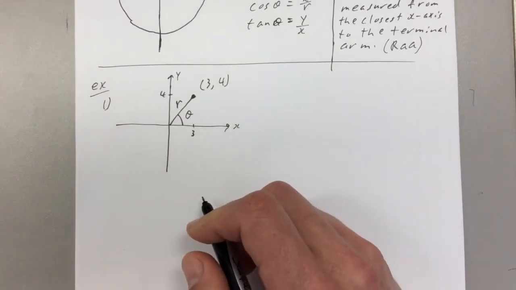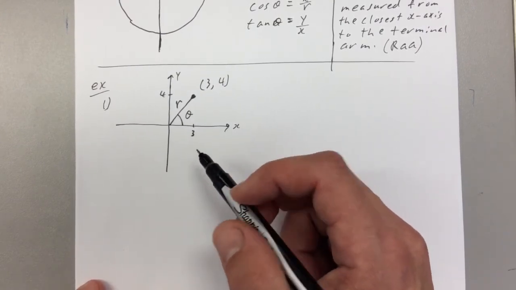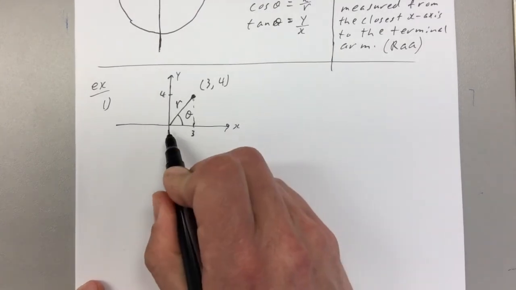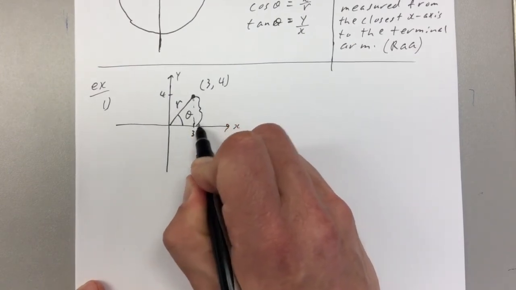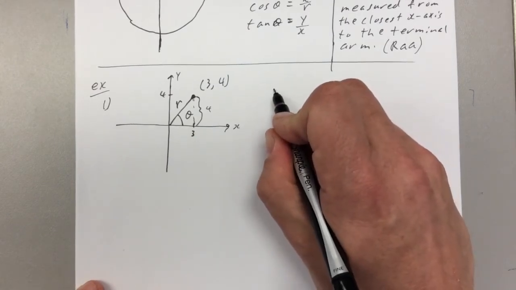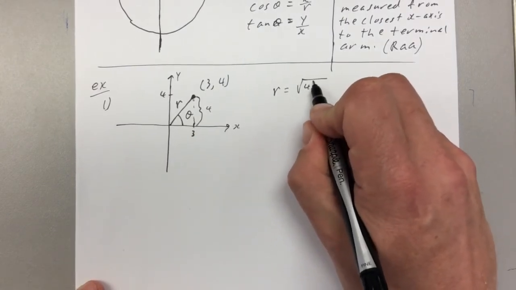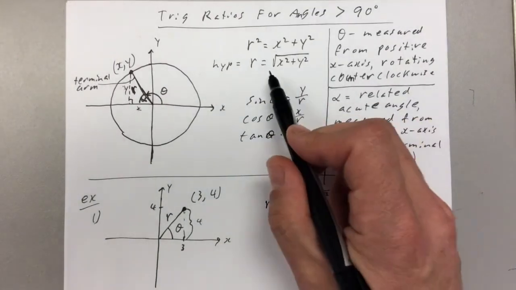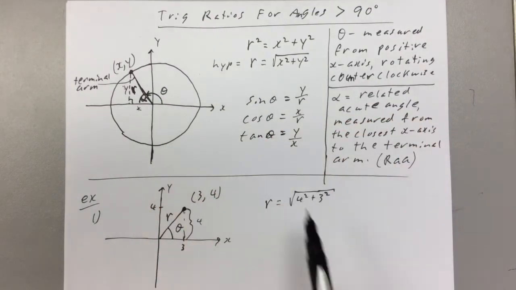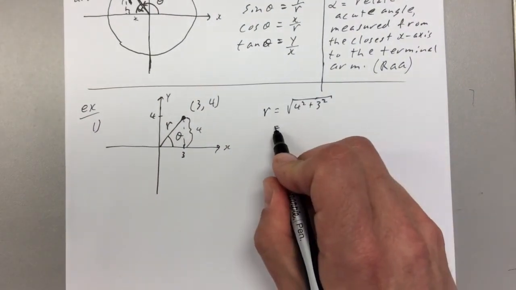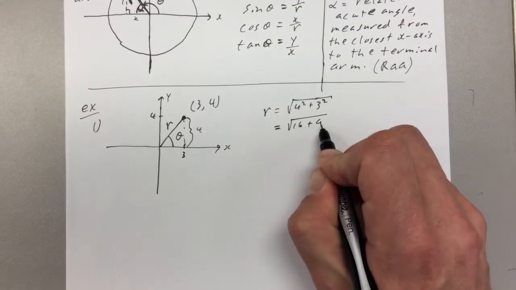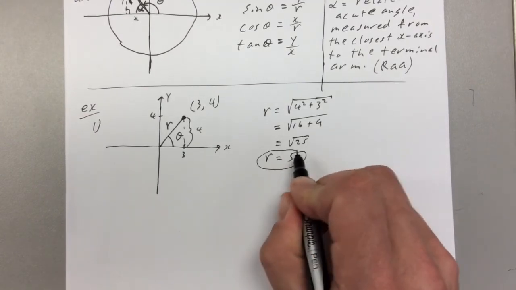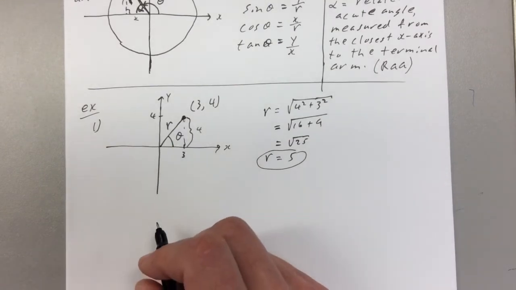So r is the length of that. How do you find the length of that line? Well, you just use the Pythagorean theorem. Drop a perpendicular down there. This length here is 3. This is 4. So r equals the square root of 4 squared plus 3 squared. If we go back up here, r is the square root of x squared plus y squared. That's what we got from the equation of the circle. If you work that out, you get the square root of 16 plus 9, which equals root 25, which equals 5. So the length of that line is 5.